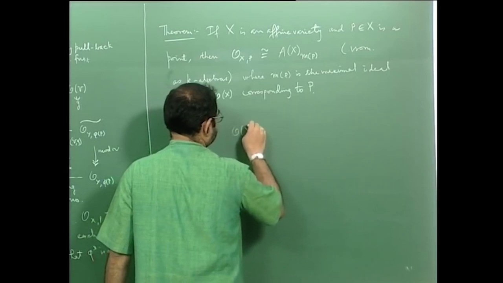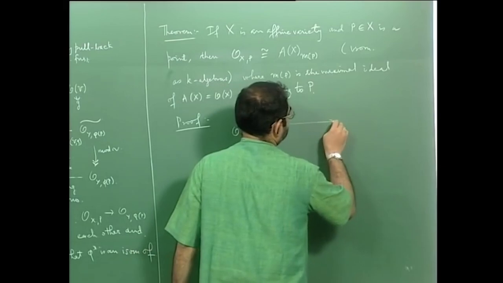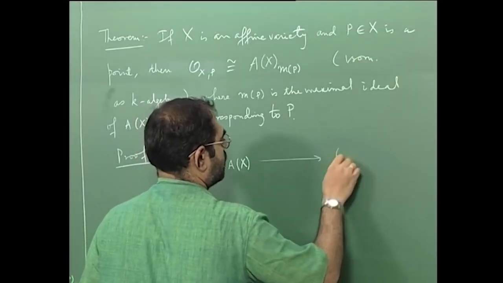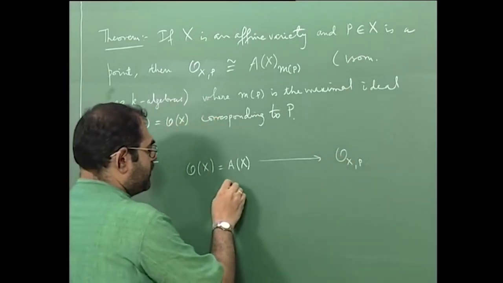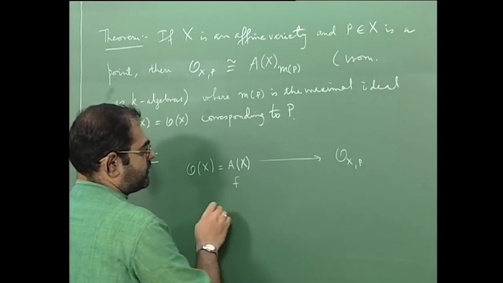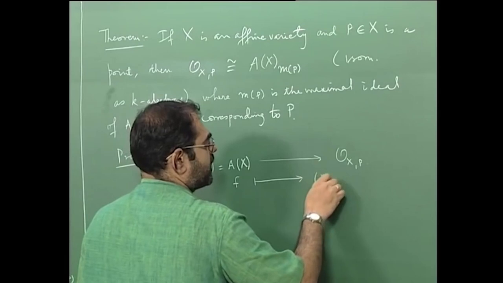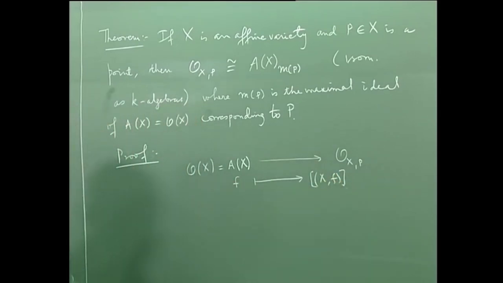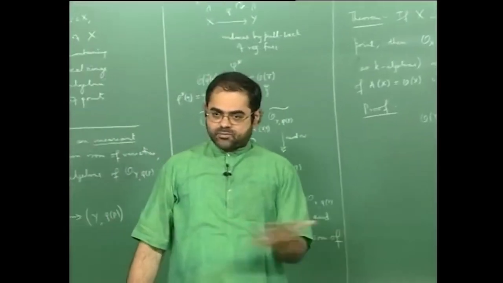The proof is, you have OX, which is AX, okay, and from OX you have the following map into OXP. So here is my map. You give me any regular function f, you just send it to the pair x comma f and the germ of that. So simply send every regular function to its germ, okay. So f is in AX means that f is a regular function on all of X. AX is the same as OX, okay.